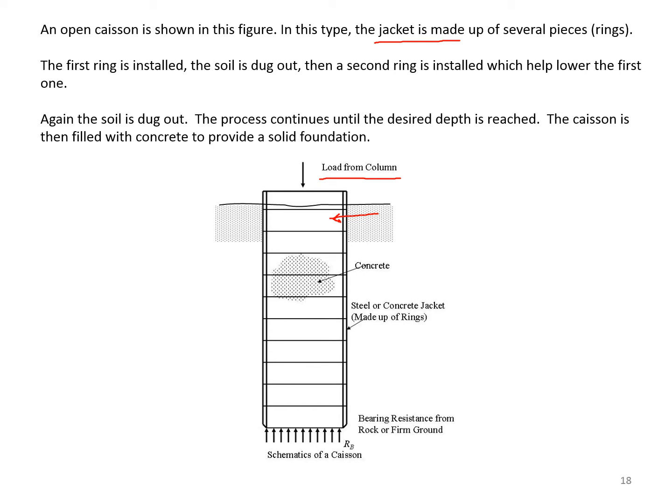Again, the soil is dug out. The process continues until the desired depth is reached. The caisson is then filled with concrete to provide a solid foundation. Here it is filled with concrete, and you will see down in here the bearing resistance.